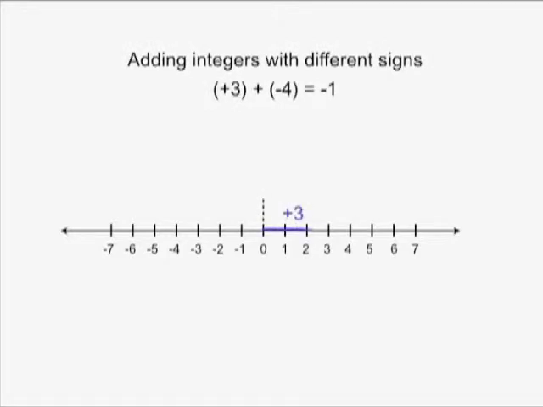Draw an arrow of length 3 to the right, then add an arrow of length 4 pointing to the left. The position of the tip of the final arrow is the result, in this case, -1. Notice that the largest arrow determines which side of 0, positive or negative, the final result lies.